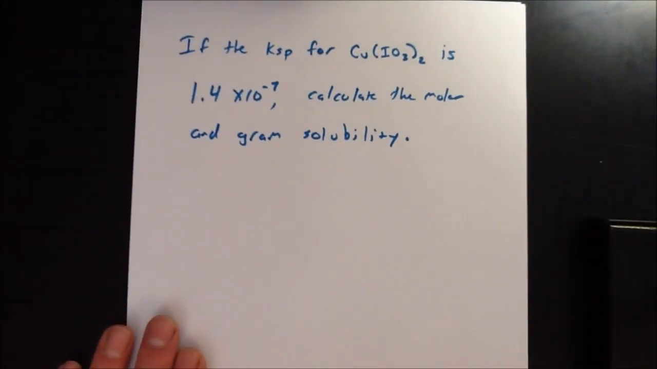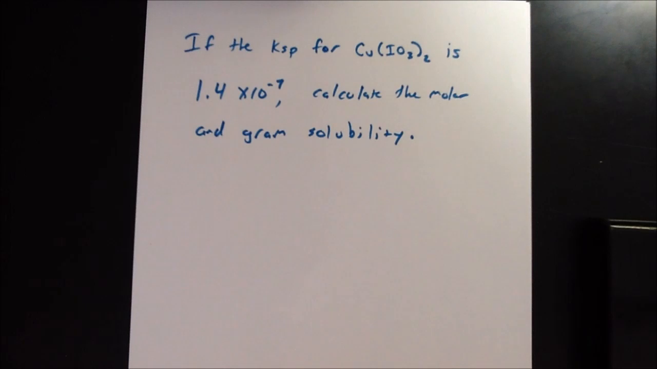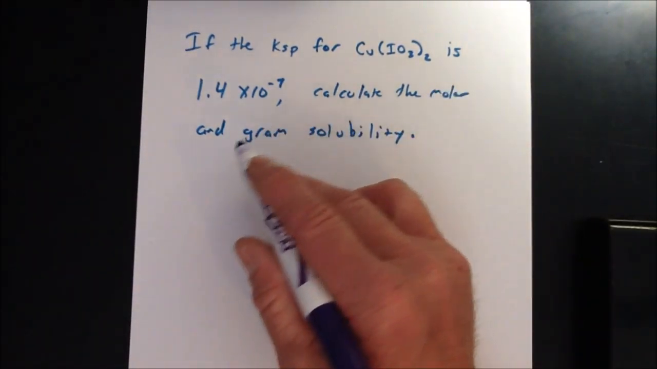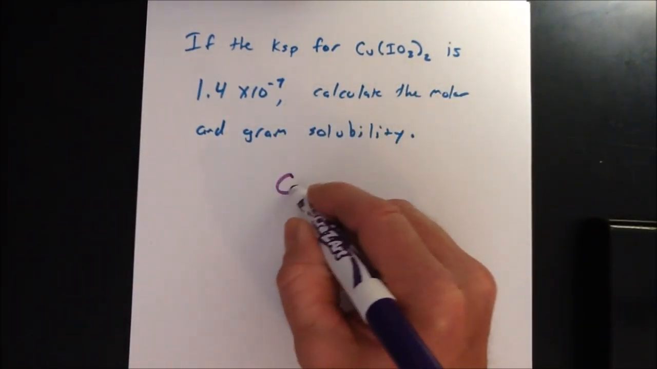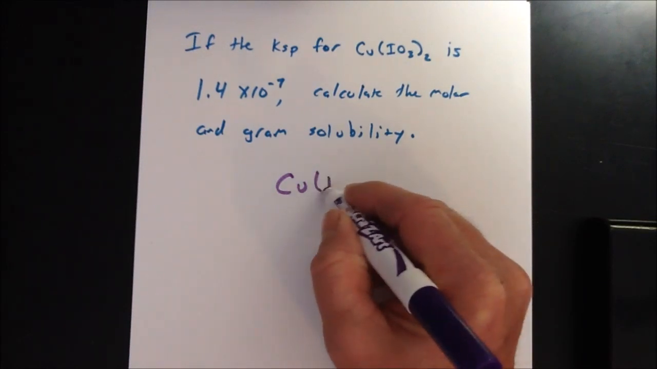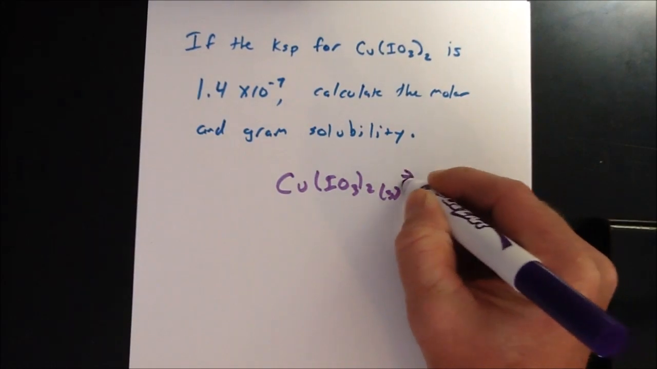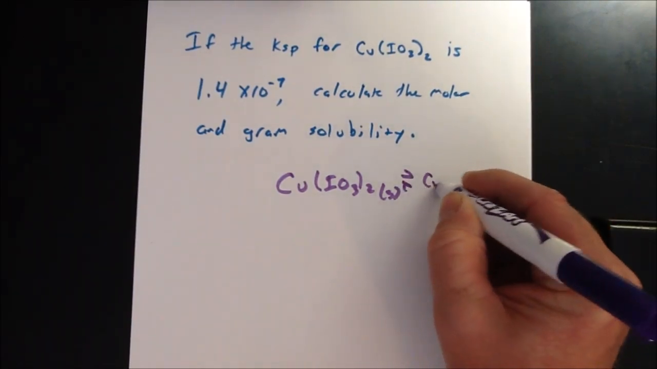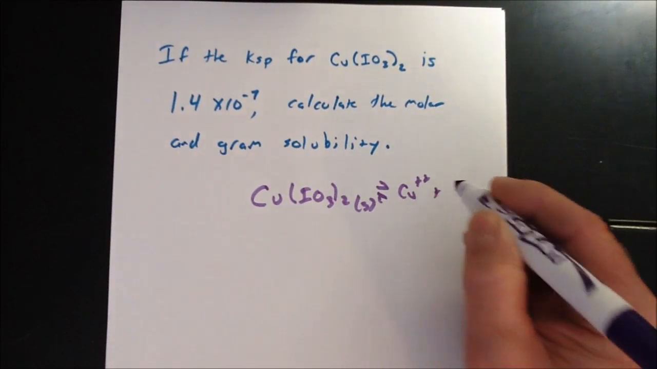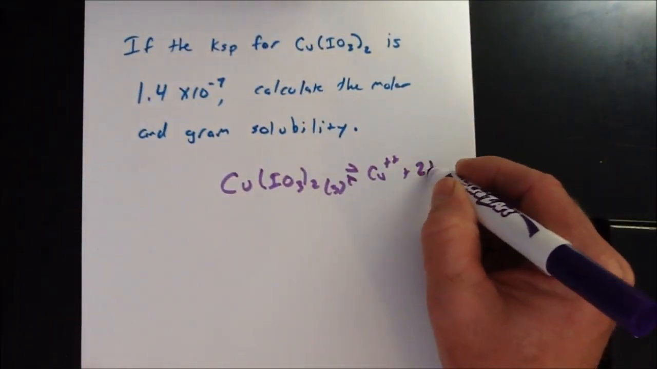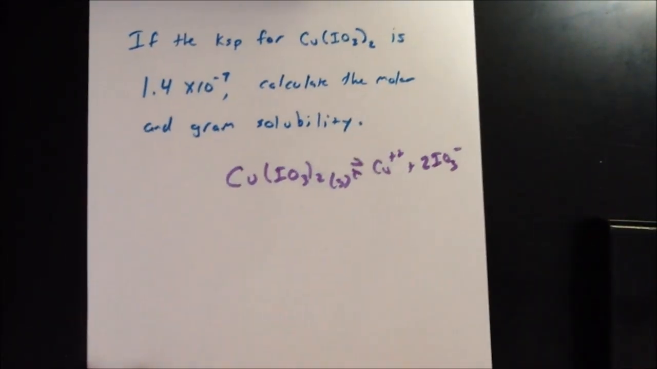Alright, problem number 2. If the KSP for copper 2 iodate is 1.0 times 10 to the negative 7th, calculate the molar solubility and calculate the gram solubility. So now this one's kind of backward from the other. I'm giving you the KSP, but again, we're still going to start by writing our equilibrium equation. Solid at equilibrium with, this one's a little bit different, copper 2 ions and 2 IO3 minus ions.